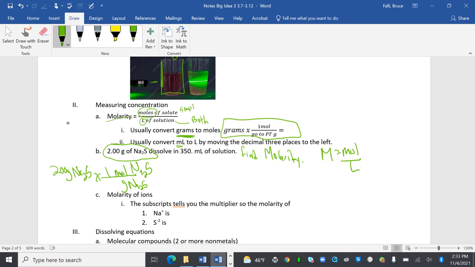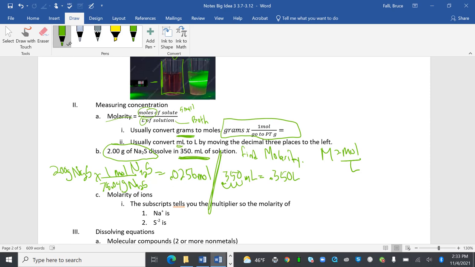So sodium is 22.99 times 2, plus 32.06, which is sulfur, 78.04. So 200 divided by that answer is 0.0256 moles, right? But then it gave me milliliters. The dirty dogs gave me milliliters. 350 milliliters. Remember I said you just move the decimal 3 places to the left. 350 milliliters equals 0.350 liters.